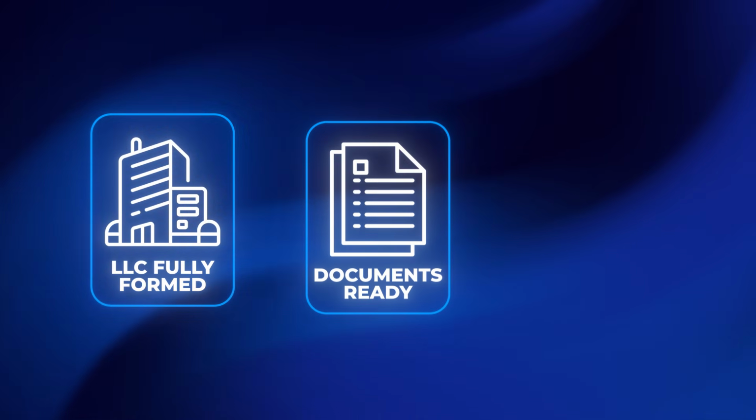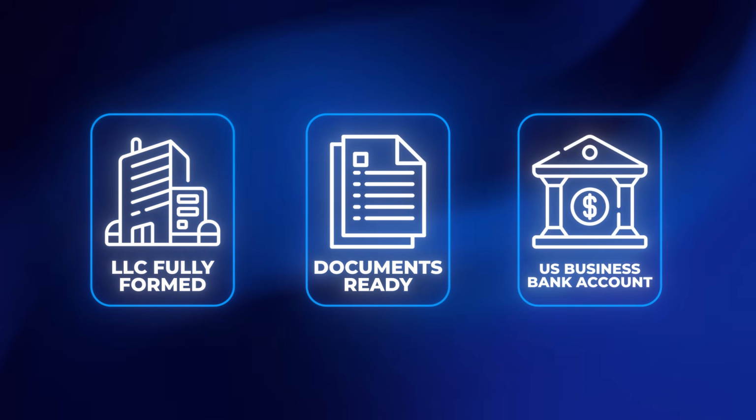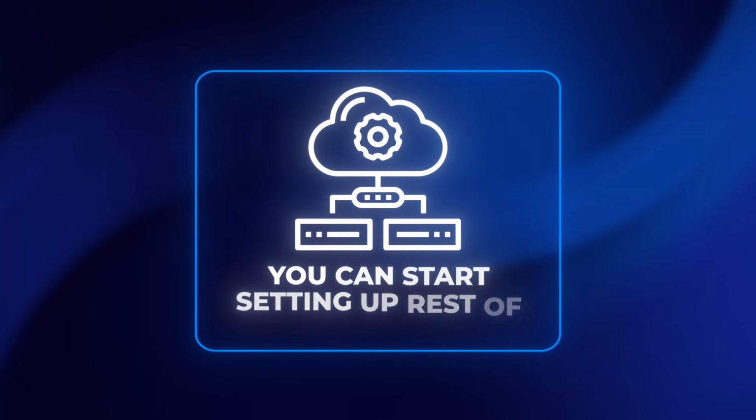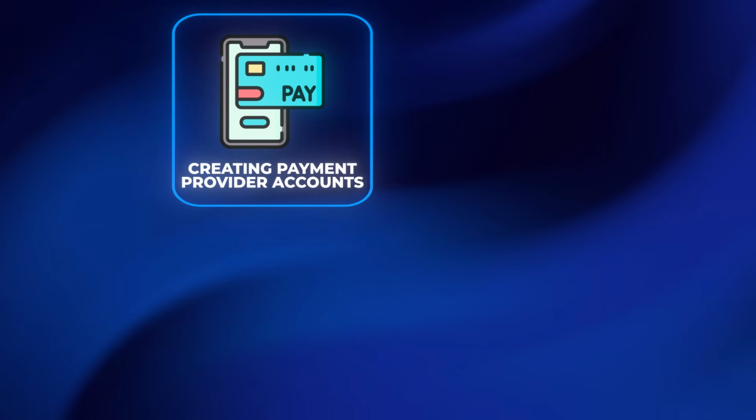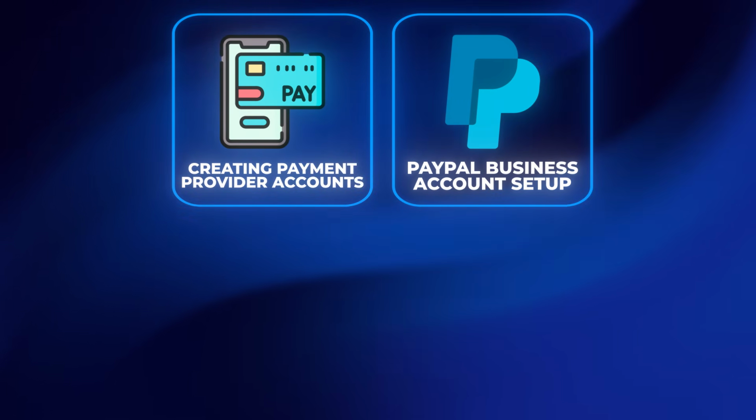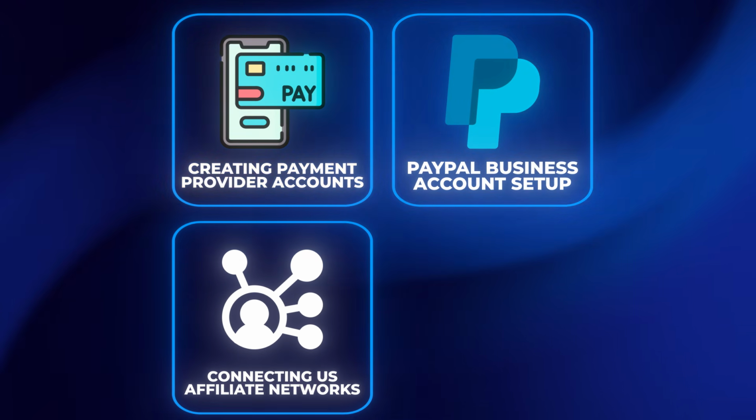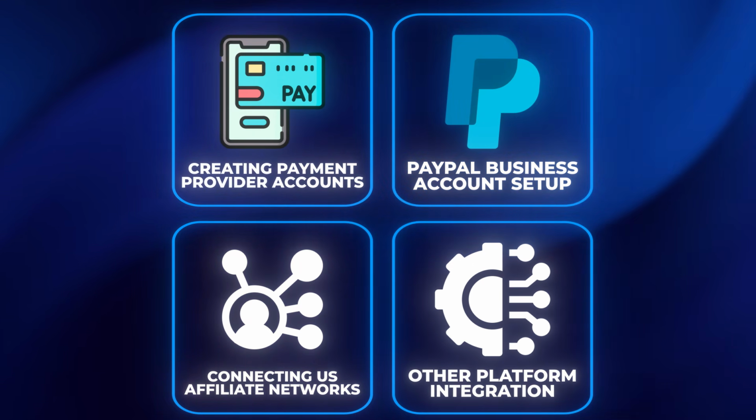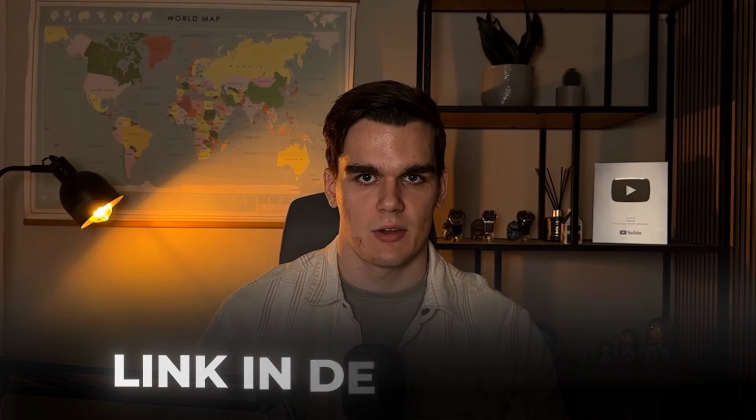Now that you have your LLC fully formed, your business documents ready, and the US business bank account opened, you can start setting up the rest of your infrastructure. This means creating accounts with payment providers like Stripe, setting up PayPal business accounts, connecting to US affiliate networks, and integrating with other platforms you may use in your business. At this point, you can essentially operate through the LLC as a separate legal entity. If you want step-by-step tutorials on how to set up these accounts, I've already made dedicated videos covering those processes and I'll link them down below.